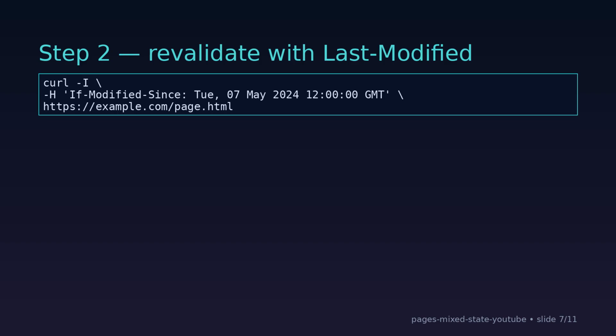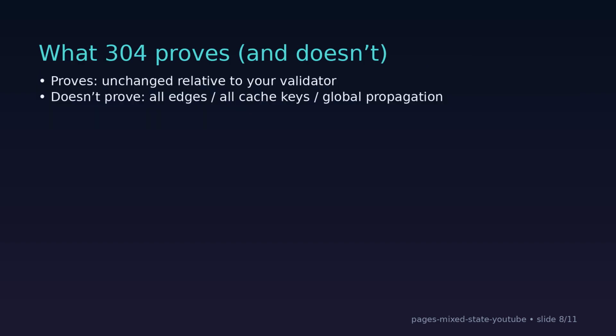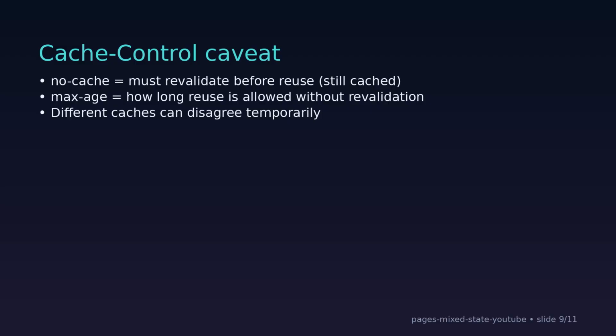Cache behavior is governed by Cache-Control. no-cache does not mean do not cache. It means you must revalidate before using it. max-age controls how long a cache can reuse a response without revalidation. So you can see a 304 from one place and a stale 200 from another, depending on what each cache has and whether it revalidated.